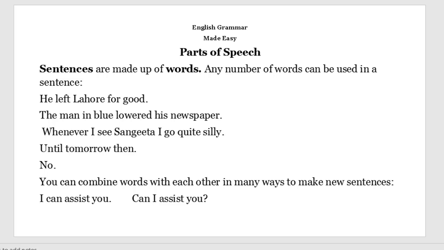English grammar. Made easy. Parts of speech.